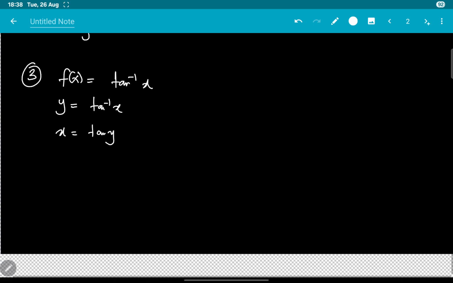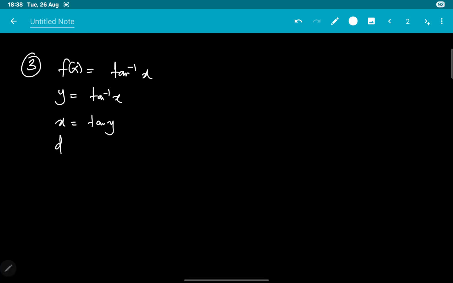We move on to the third one. If I give you f of x equal to tan inverse of x, so we say y is equal to tan inverse of x. You switch them, x comes there, then tan y goes there. The moment you switch, you are done. Then we differentiate with respect to y. This will give us sec squared y, of course, the derivative of tan is just sec squared y. But we are looking for dy/dx, which will give us 1 over sec squared y.